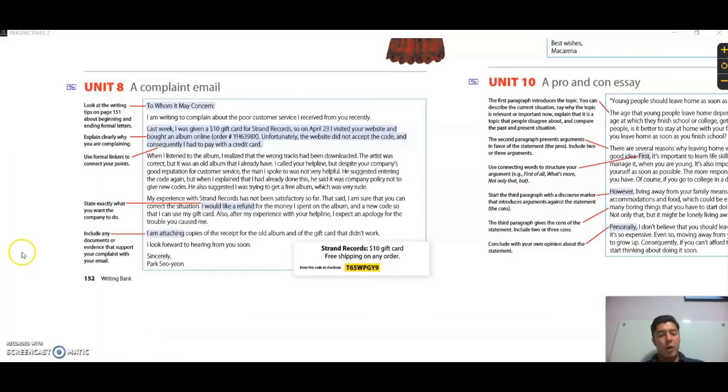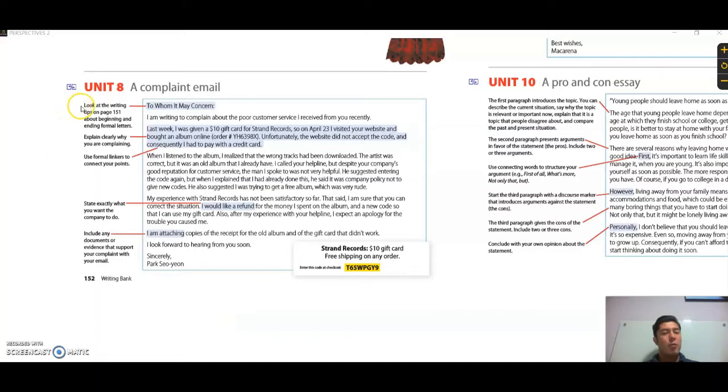So, okay guys, we are on page 152, Unit 8, a complaint email. This is useful. Just as its name says, a complaint email is to make a complaint to a store or to a place where you bought something and you want to complain about returning your money or maybe trying to get another new product. So you have to read it, guys.